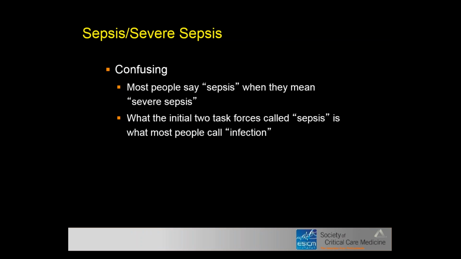To some extent, the notion of sepsis and severe sepsis is confusing. Severe sepsis is defined as sepsis, that is suspected infection plus 2 or more SIRS criteria, and the presence of organ dysfunction. However, most people say sepsis when what they mean is severe sepsis. What the 2 initial task forces called sepsis is what most people would call infection.